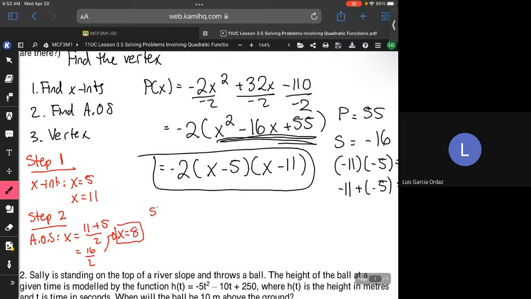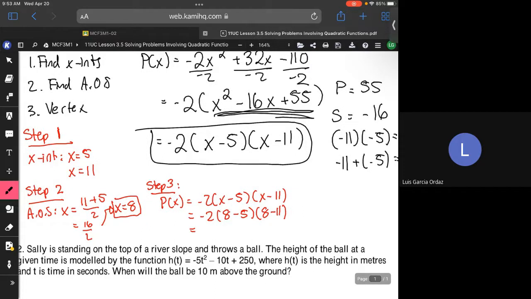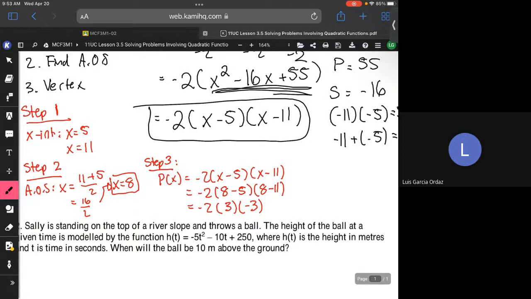And now step 3 is to find my vertex. So what am I going to do with x is equal to 8? Rita. You plug it into the factor. Yep. So I'm going to plug it into my factored form, which is negative 2 times x minus 5 times x minus 11. So remember, I'm going to plug in 8 for x. And like I said, you know you did it right when both brackets have the same number, except the signs are opposite of each other. So what is negative 2 times 3 times negative 3? 18.